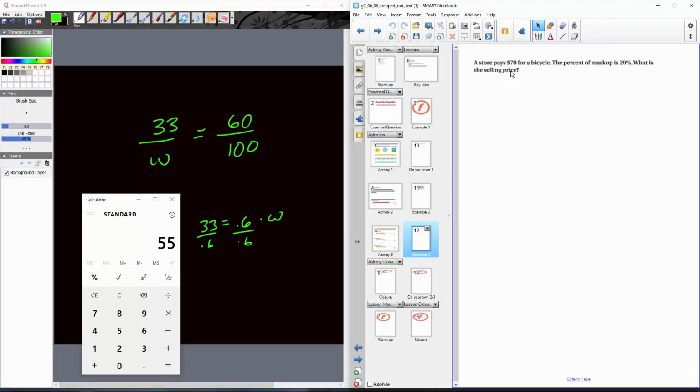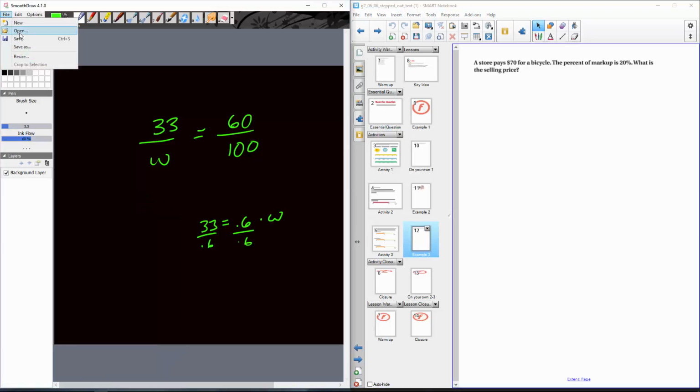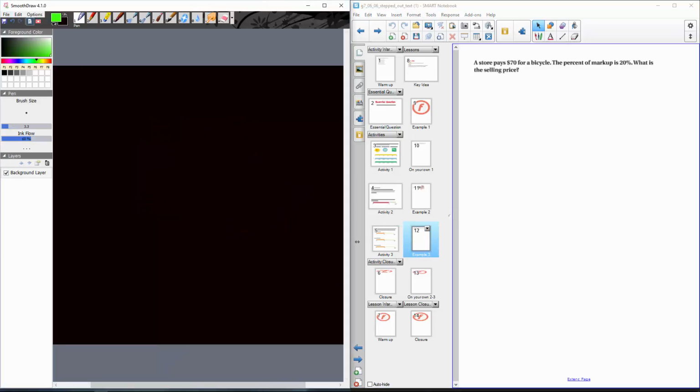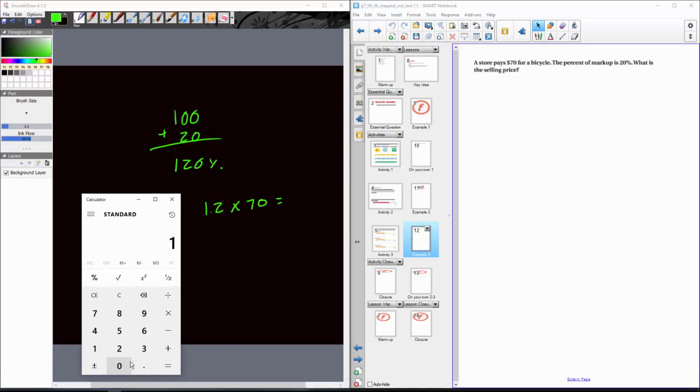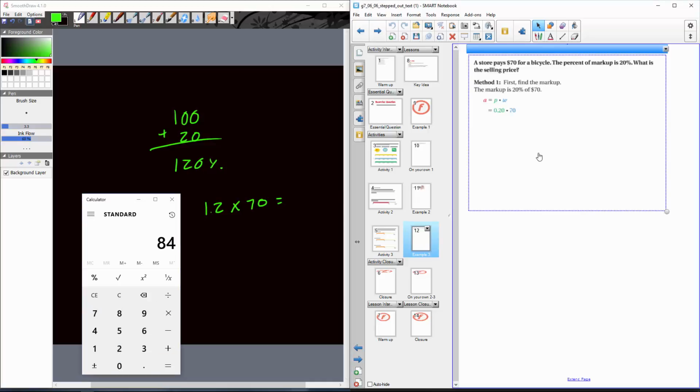So it says the store pays $70 for a bicycle and the percent of markup is 20%. What is the selling price? So I have to add 20% to this, right? So it's not only 100%, which is what it costs just for the bike, but then I'm marking up 20%. So altogether, I'm paying 120% for this bike, which is 1.2 times the $70 for the bike, and that will be a total of $84. And there it is.